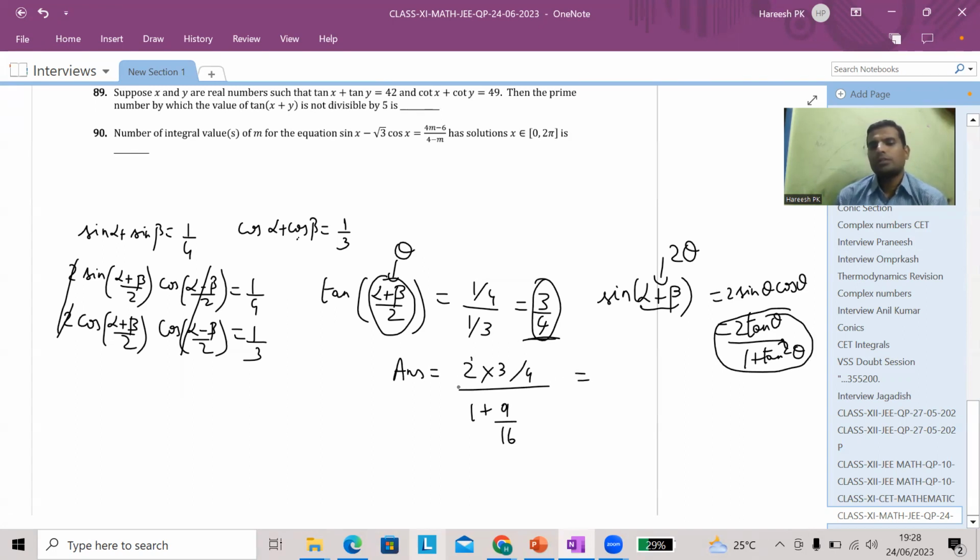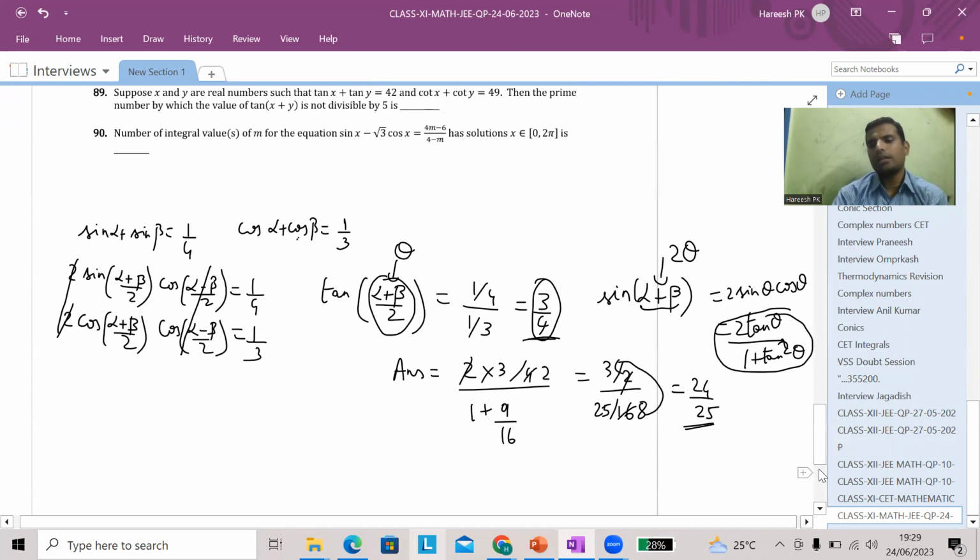So here 1, 2 will get cancelled. So you'll get 3 by 2 divided by 25 by 16. So 2 1s are 2, 8s are... this goes up, 3 8s are 24. So 24 by 25 comes. So that is what is sine of alpha plus beta.